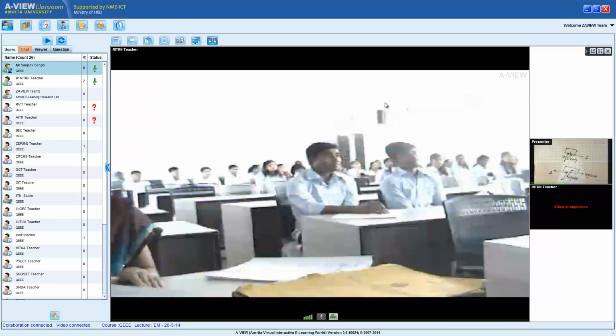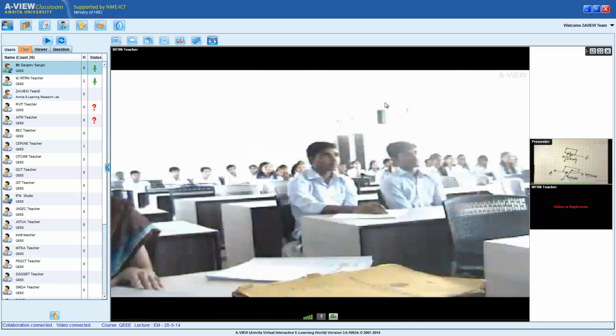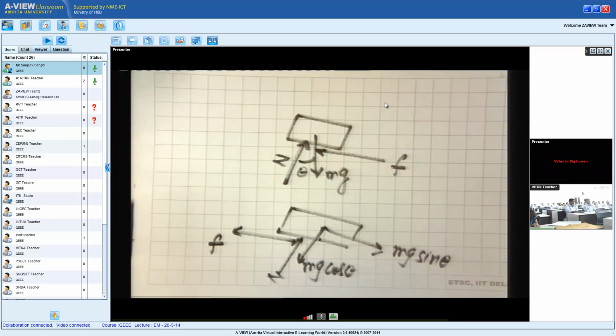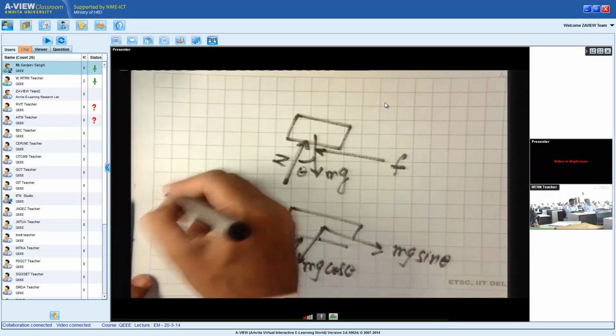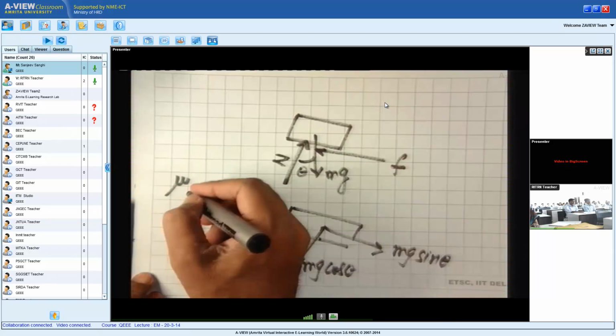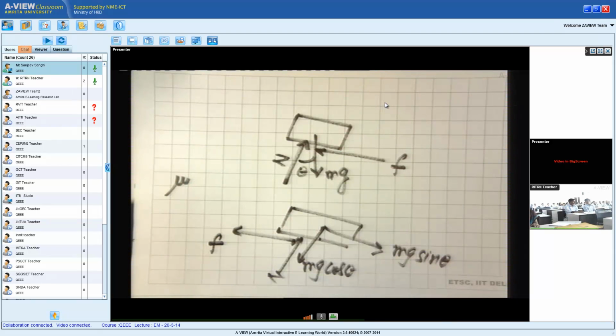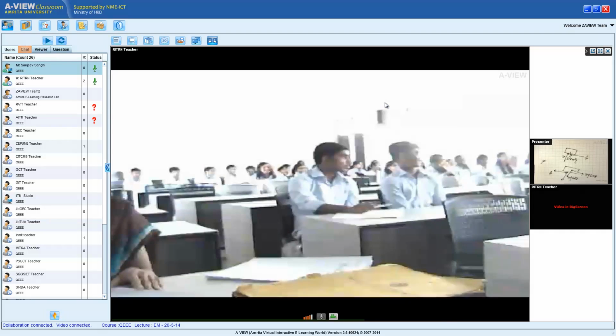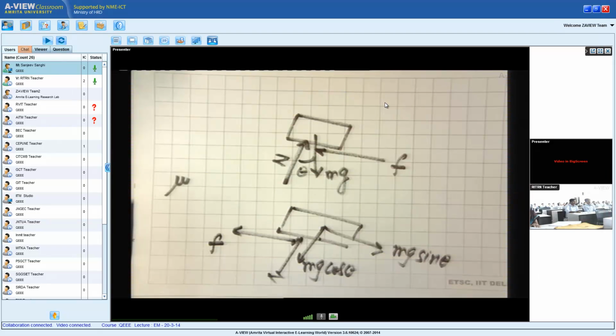Okay. Yes, please. Somebody tell me the answer. What will be the friction force here? The coefficient of friction is given to be mu. Mu is the coefficient of static friction. What is the friction force acting on this block?